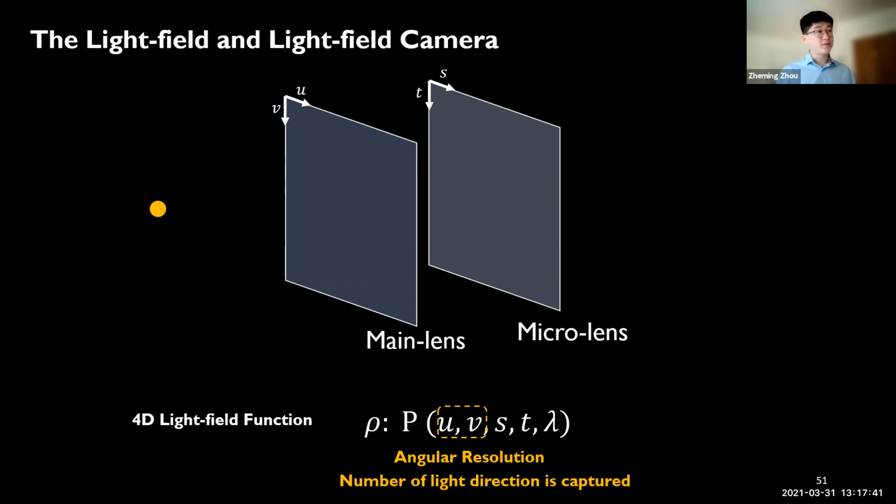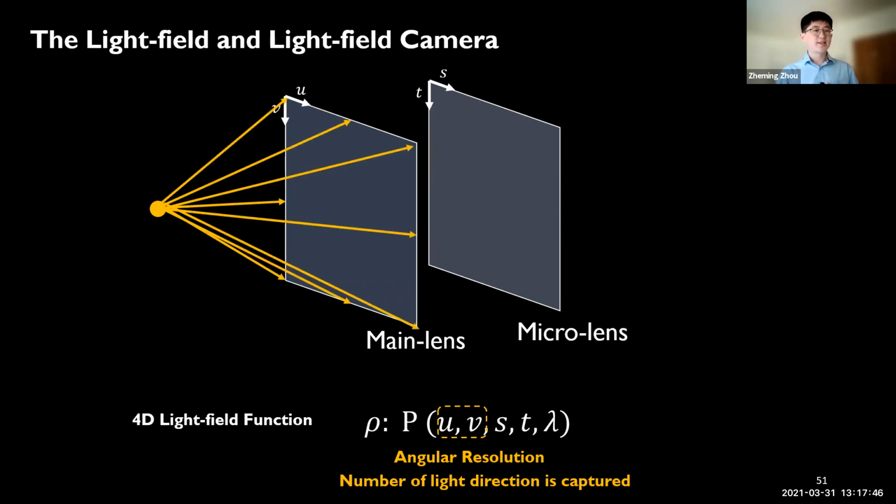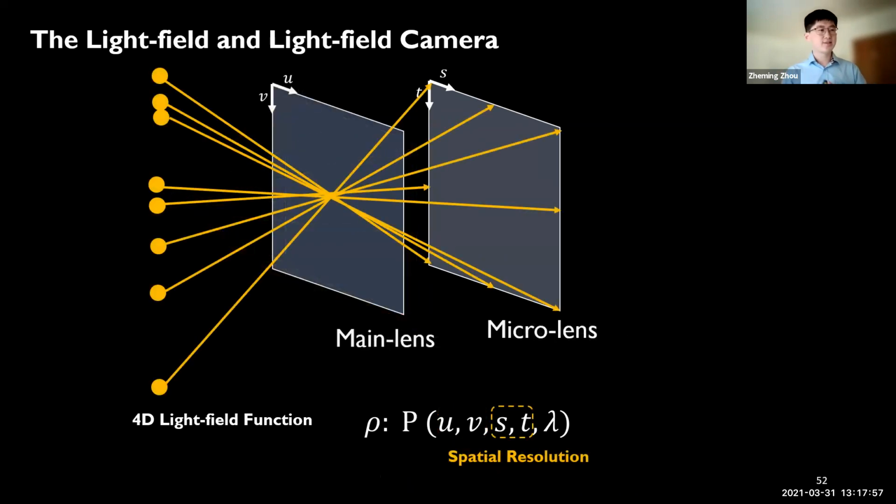The first is the uv plane, which is what we call the angular resolution. That describes how many light directions are actually captured by this light field camera for a specific physical point in the real world. The second is what we call the spatial resolution. The spatial resolution's definition is more similar to that of our conventional RGB camera. It basically tells you how many physical points I am capturing in the real world.